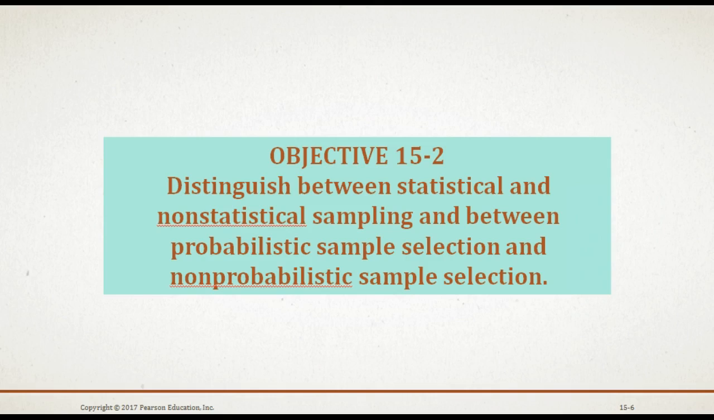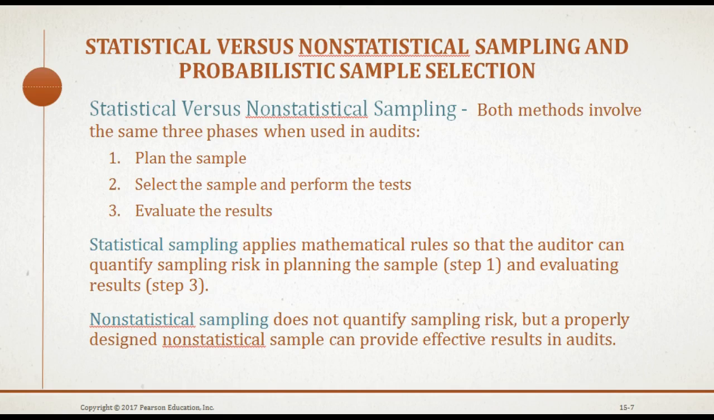Our next discussion will cover the distinction between statistical and non-statistical sampling and the distinction between probability sampling versus non-probability sampling. Keep in mind that statistical and non-statistical sampling methods both involve the same three phases when used in audit. The three phases are planning the sample, selecting the sample and performing the test, as well as evaluating the results.